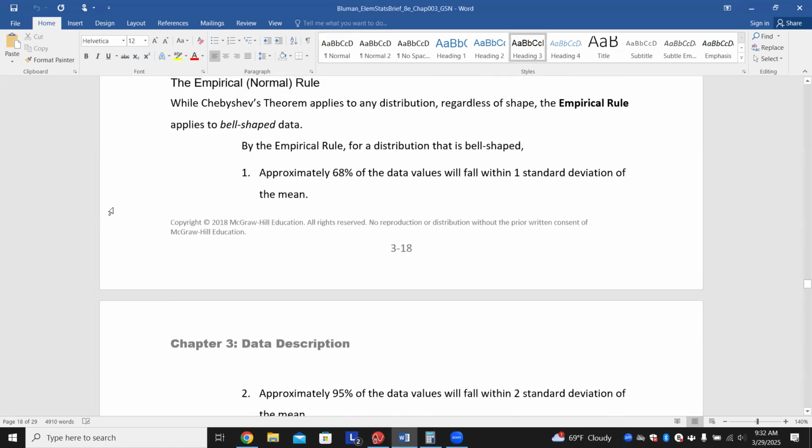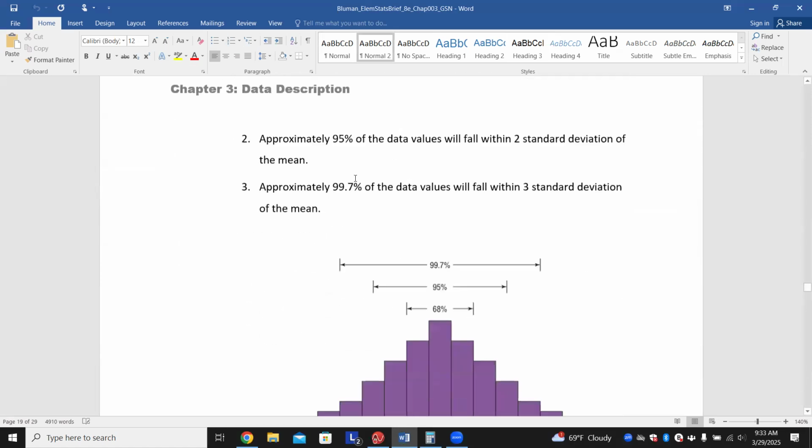All right, so while Chebyshev's theorem applies to any distribution regardless of shape, the empirical rule, which is what we'll typically be using most of the time, applies to bell-shaped data. By the empirical rule, for a distribution that is bell-shaped, approximately 68%, and these numbers are very important for you to remember, of the data values will fall within one standard deviation of the mean. So plus or minus one standard deviation of the mean, 68% of the data will fall there, as long as we know it is a normal bell curve.